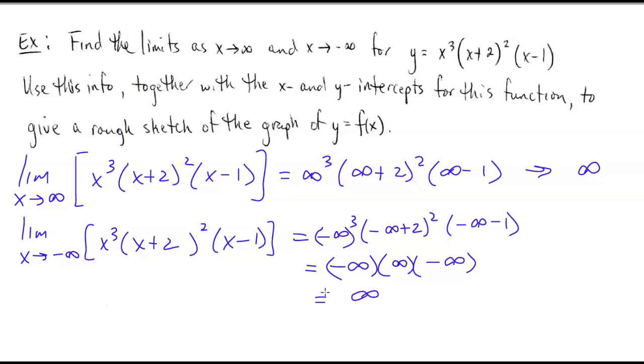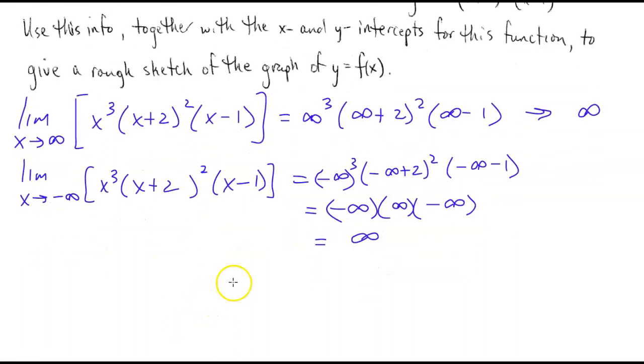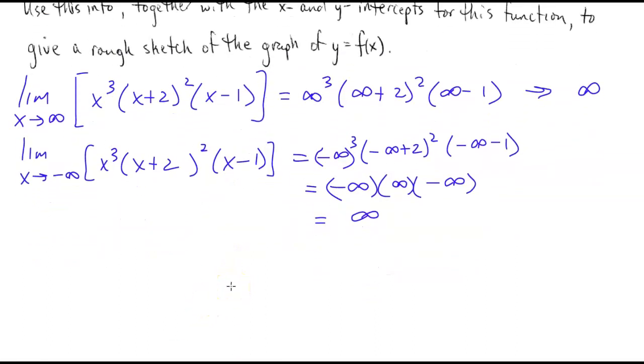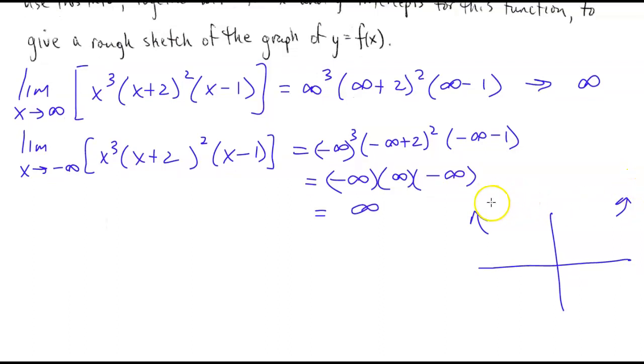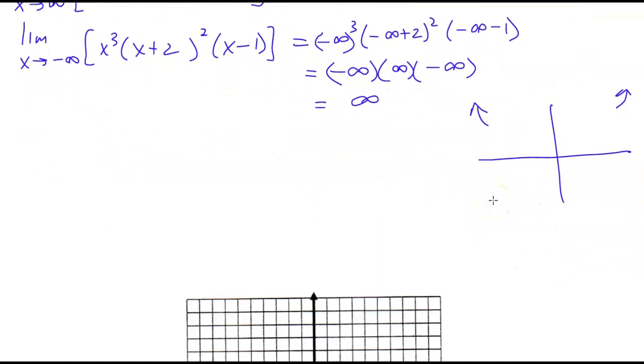So what this essentially tells us here, our end behavior: as x approaches positive infinity, y approaches positive infinity, and as x approaches negative infinity, y approaches positive infinity. So if we were looking at a graph of this function, we would essentially know that our end behavior for this polynomial would look like this. Okay. So now with that information, we can actually sketch a graph of what this function is going to look like.